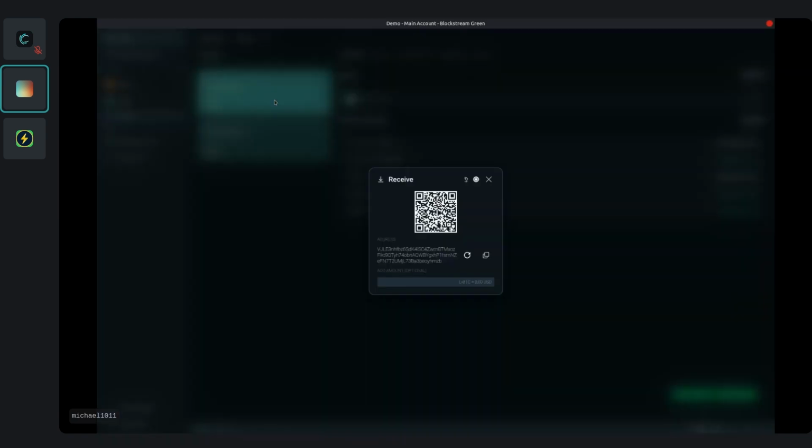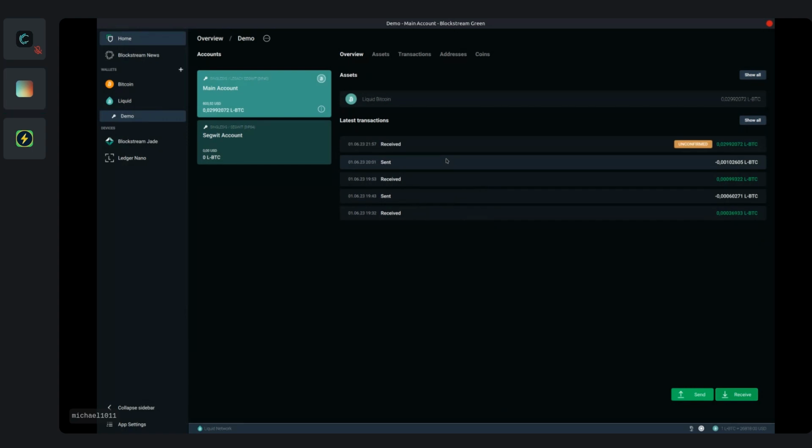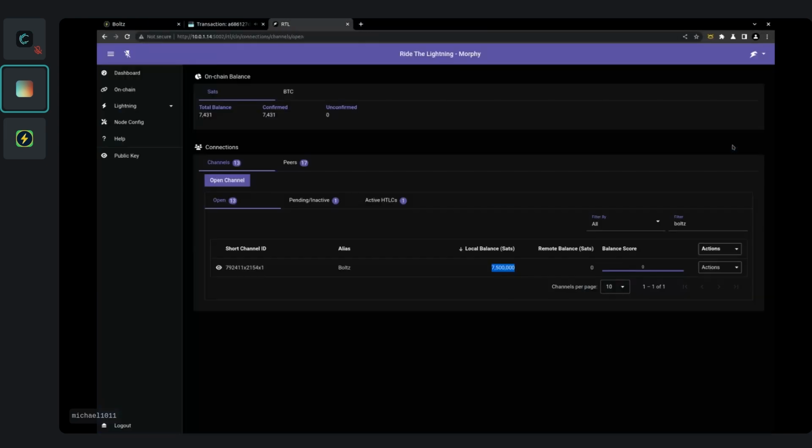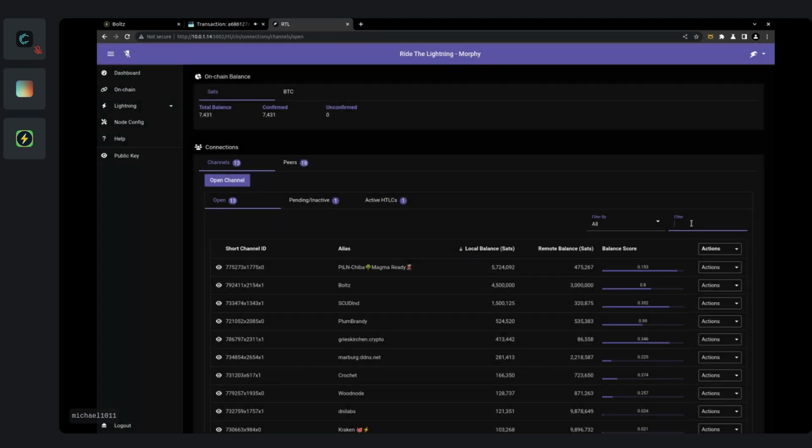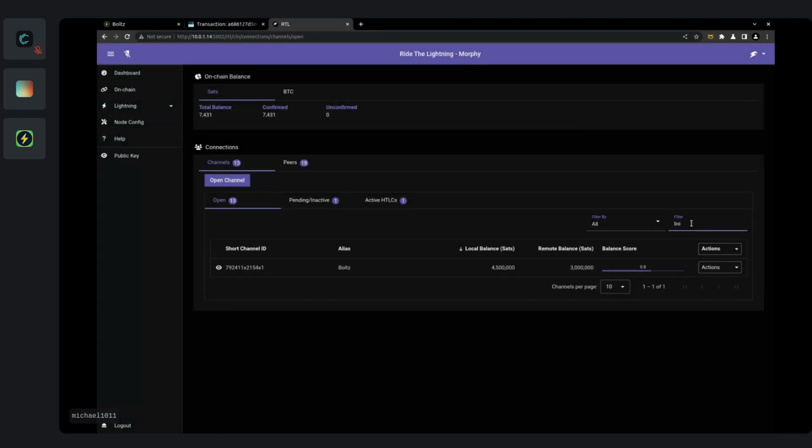So let's have a look at my Blockstream Green. If I got the funds on Liquid, there it is. .002999 LBTC in my Liquid wallet. And let's have a look at my channel. 4.5 million sats on my side, 3 million I just moved to the other side. Not perfectly balanced, but way better than what it was before.